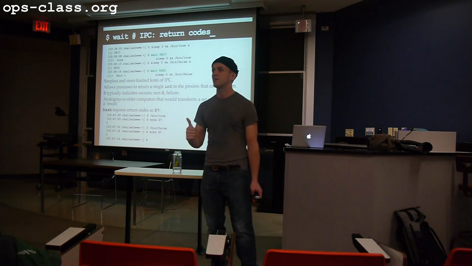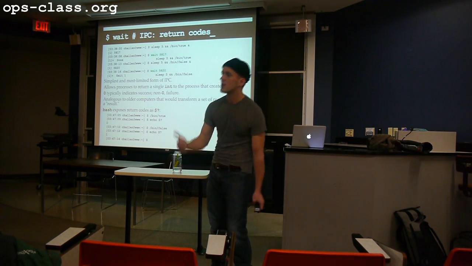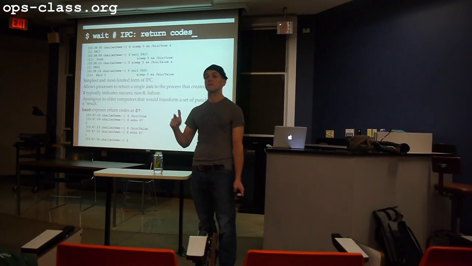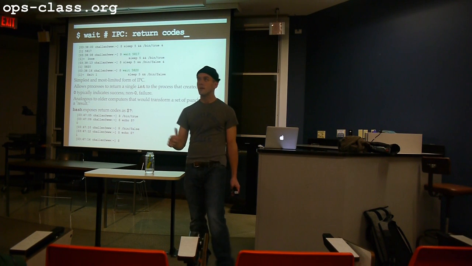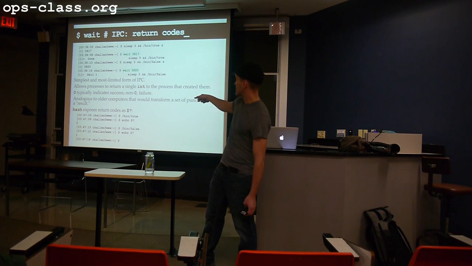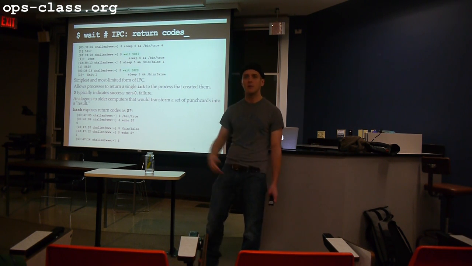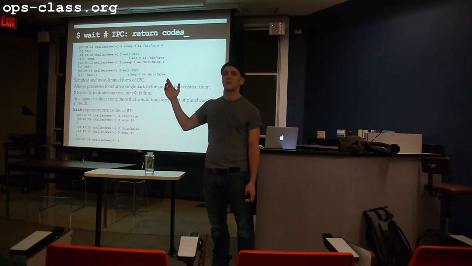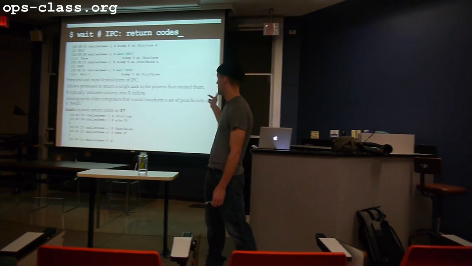It can only be sent when the process exits. It is only received, in most cases, by the process's parent. So I threw in some examples here, but the green's not showing up very well, showing you how to collect exit codes using bash. How many people are familiar with bash? Okay, so you've probably seen something like this.